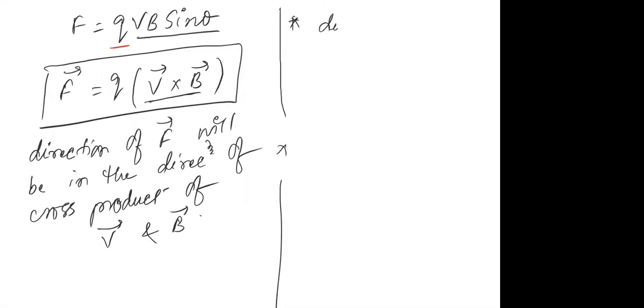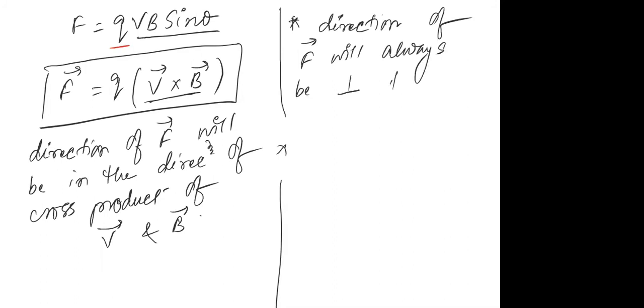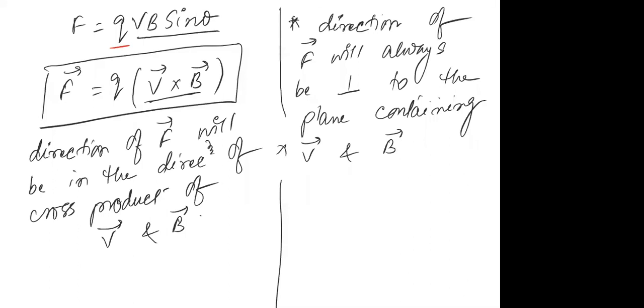It means the direction of magnetic force will always be perpendicular to the plane containing the v vector and the B vector. This is the simple meaning of this. The direction of force is always perpendicular to the plane which contains the velocity vector as well as the magnetic field vector. Just note these points, then I'll tell you the simplest way to find this direction.